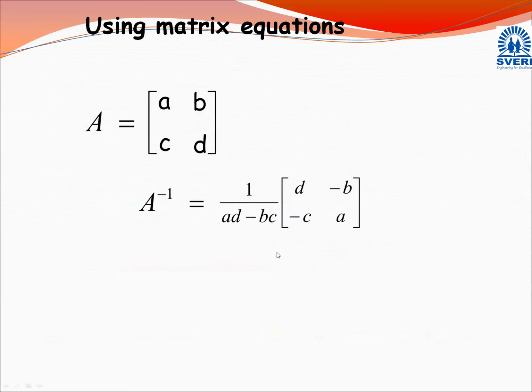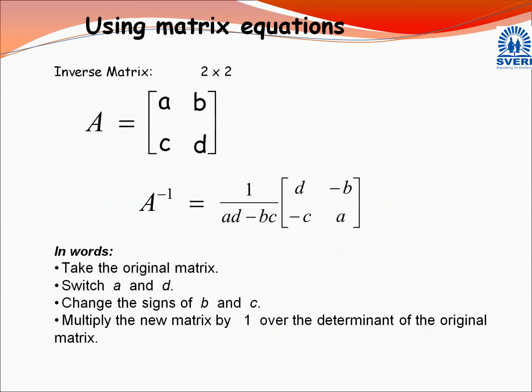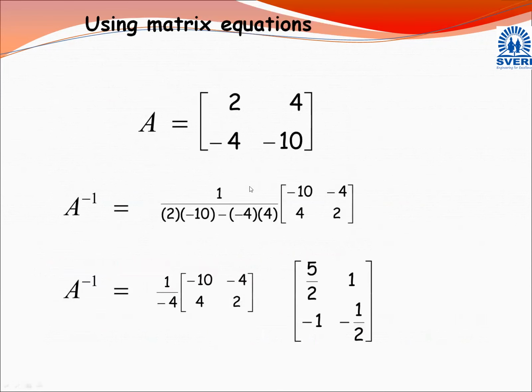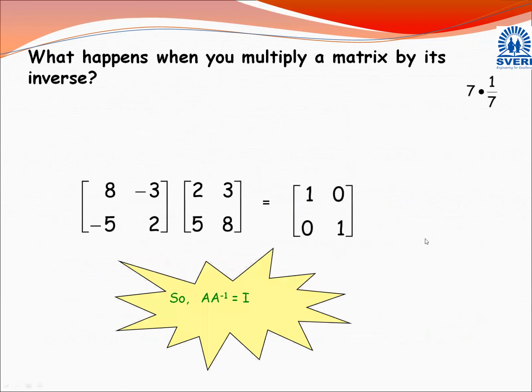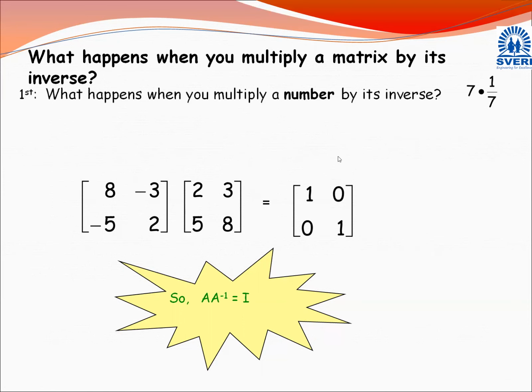So A inverse, we are taking that as a quick review. Find the inverse of A. How to get that answer? I have given the shortcut method too. What happens when you multiply a matrix by its inverse? A into A inverse, we get the identity matrix or unit matrix.